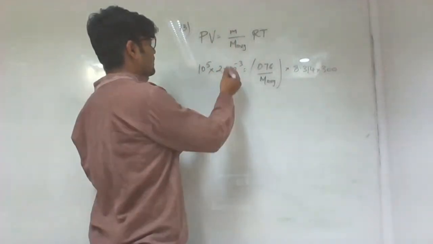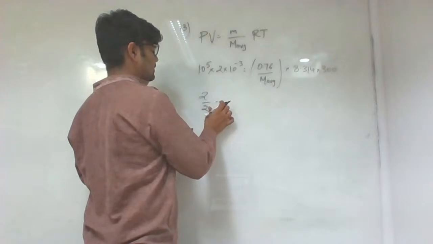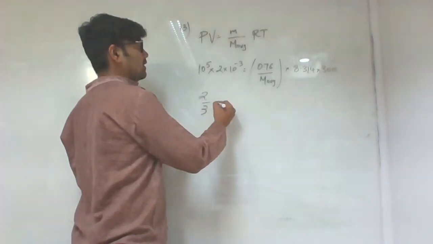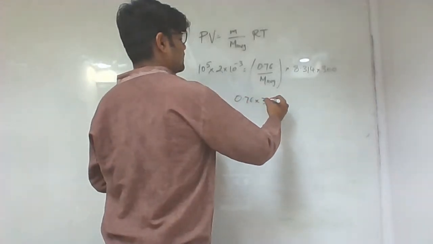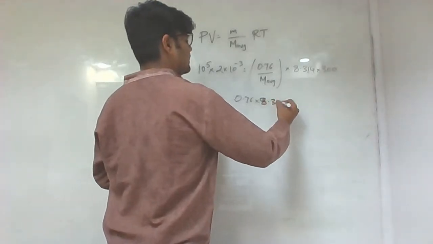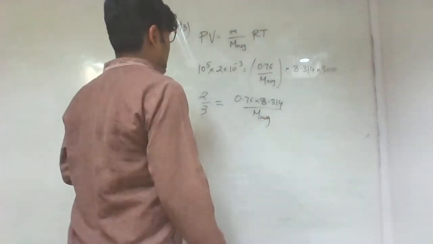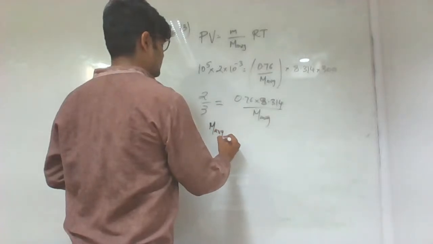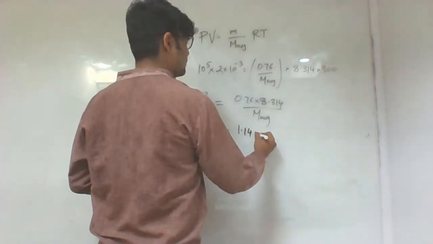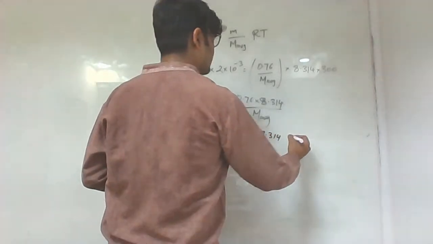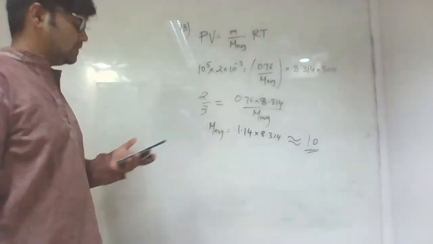Okay, so this is 2 by 3 is equal to 0.76 into 8.314 upon M average. M average is 1.5, so this is 1.14 into 8.314, which is somewhere near to 10, approximately.